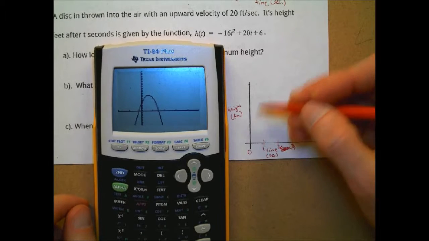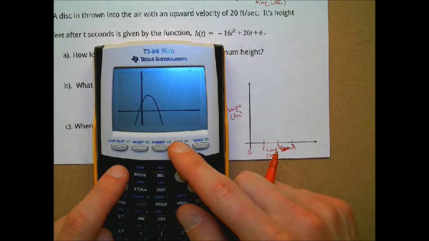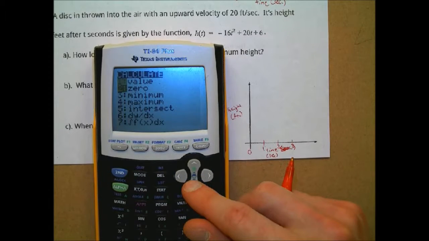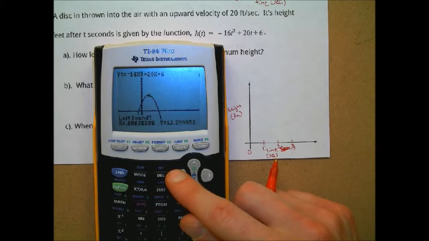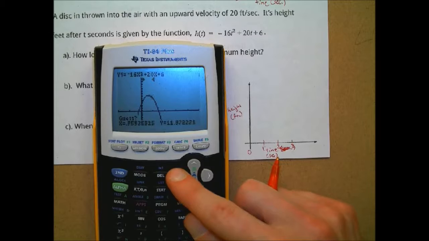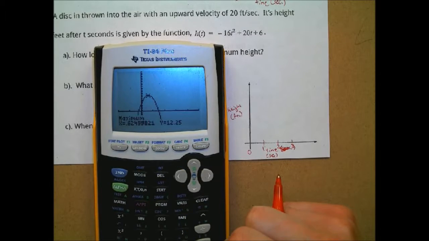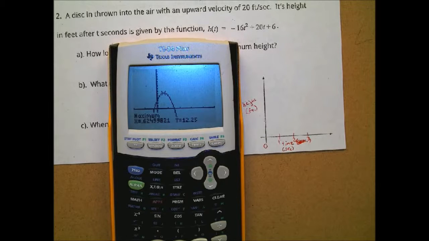Let's go ahead. I'm going to do it a little bit differently here. Let's find our maximum height. So second trace. Let's go down to maximum. Okay, I'm going to go to the left, hit enter, go to the right, hit enter, and then go up towards the top and hit enter. According to my graph, what is the highest y value that we really need to have? 12.25. So maybe 13 if we want to round it up. So that's the highest we have to go.